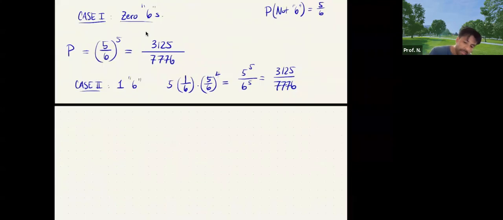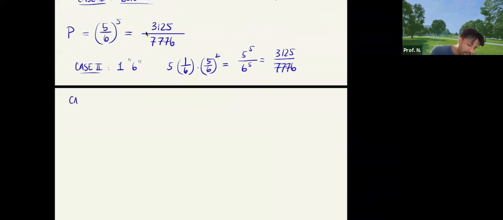And then lastly, hold on. Lastly, case 3. What does case 3 say? I want 2 6s. So 2 6s out of the 5, right? 1, 2, 3, 4, 5.